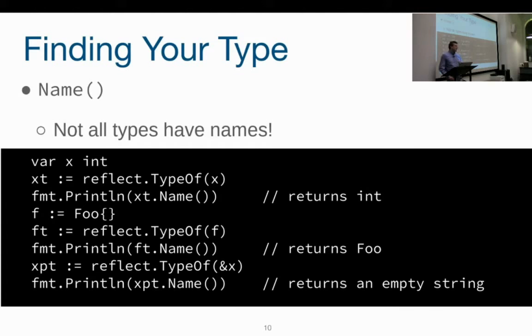So some types, actually, like slices and pointers, they don't have names. It's a little bit weird. The Name method returns back an empty string. So if you pass a pointer to x into reflect.TypeOf, and you call Println, and you print it out, you actually get back just an empty string.